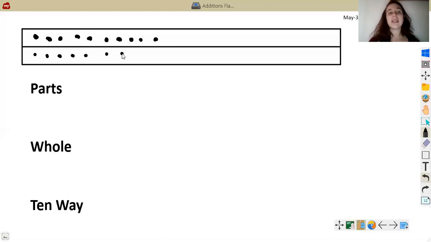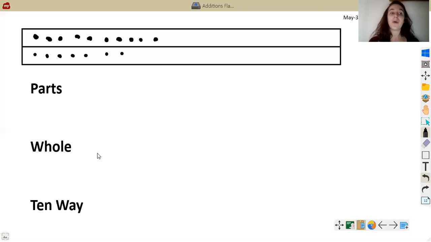So now, looking at my 2 rows, I see that my 2 parts are 10 and 7. And I know that because in the first row, I have 10 dots, and in the second row, I have 7. And these 2 rows represent my 2 parts.